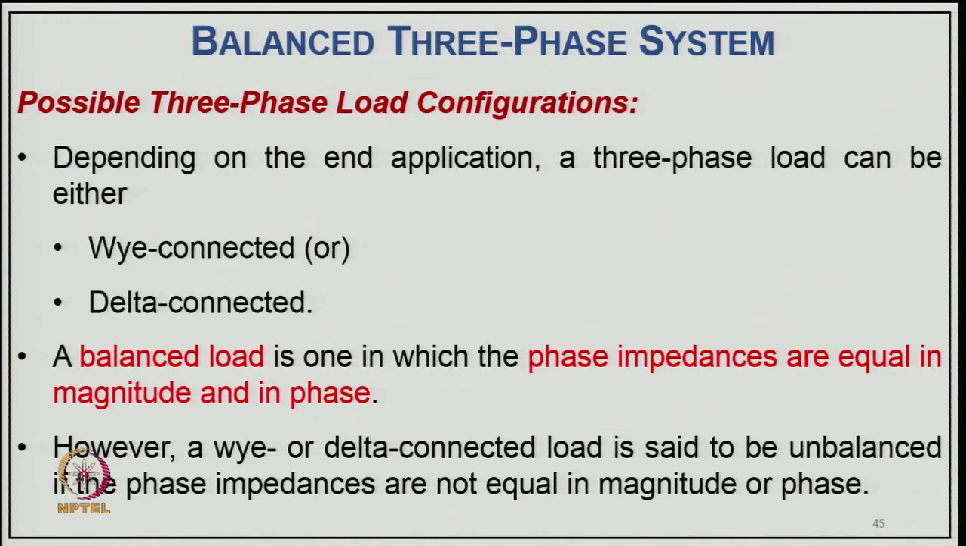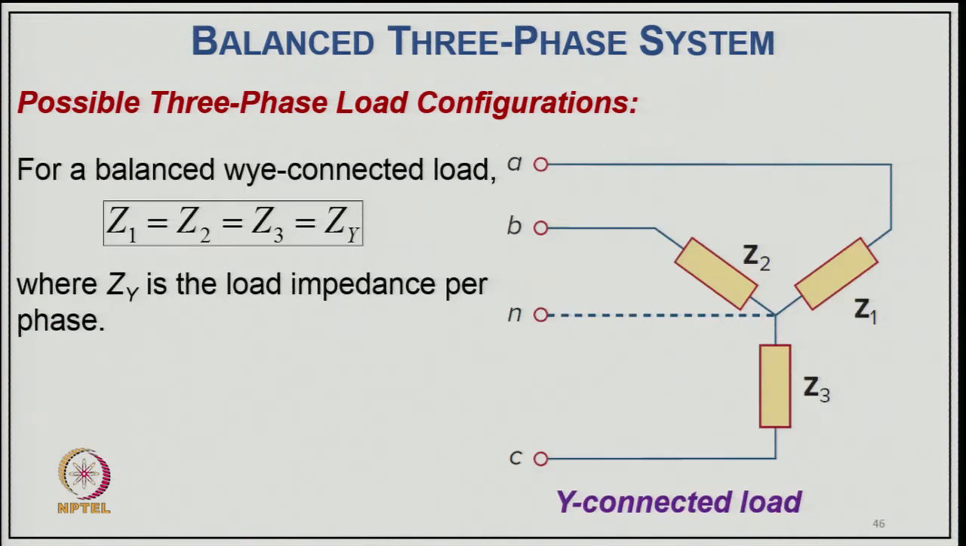Now, coming to the case of possible 3-phase load configurations. Depending upon the end application, a 3-phase load can be either star connected or delta connected. A balanced load is one in which the phase impedances are equal in magnitude and phase. However, a star or delta connected load is said to be unbalanced if the phase impedances are not equal in magnitude or phase. So, for a balanced star connected load, we can say Z1 equal to Z2 equal to Z3, that is equal to Zy, because it is star connected, where Zy is the load impedance per phase, which is shown here.